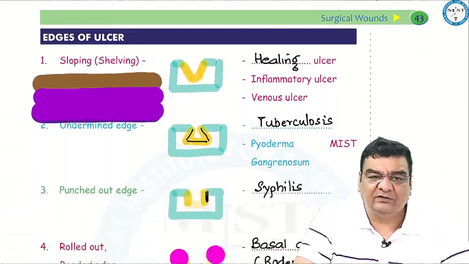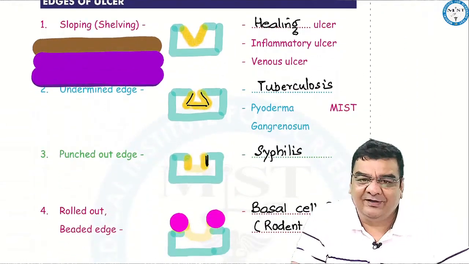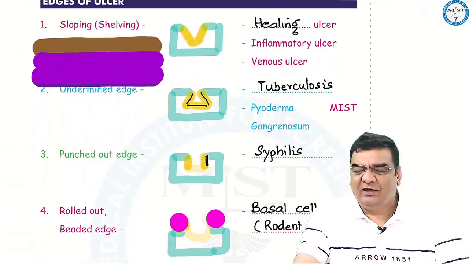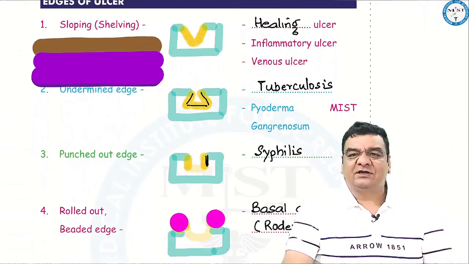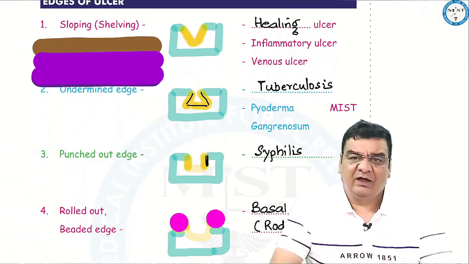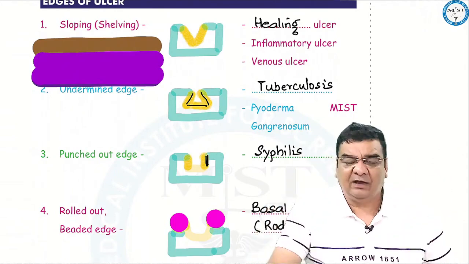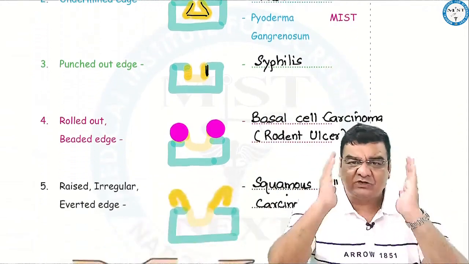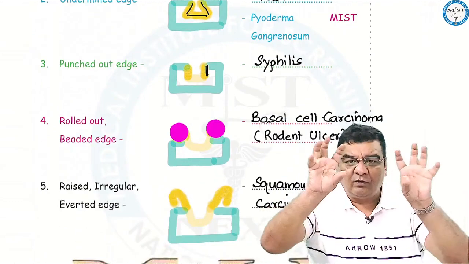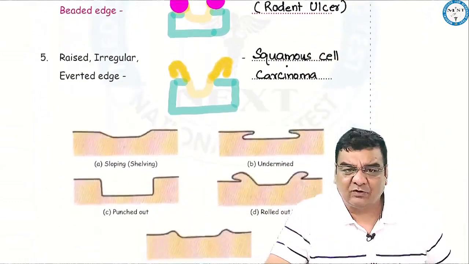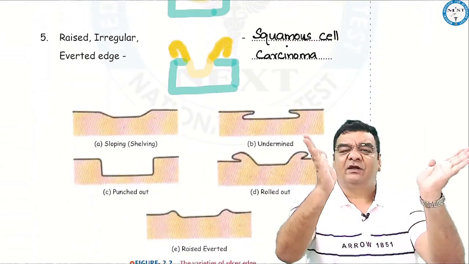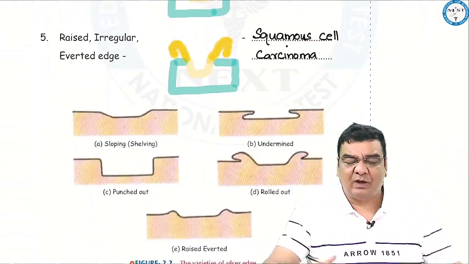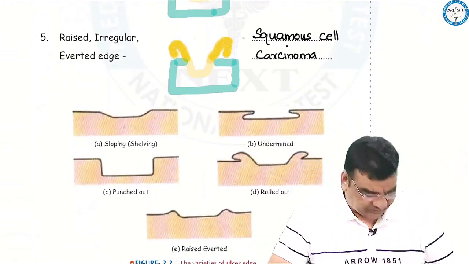Then we talked something related to the edges of the ulcers. Just by looking at the edge of the ulcer, we can get an idea of what pathology we are dealing with. If we find a sloping edge, that means it's a healing, inflammatory or a venous ulcer. If we find an undermined edge, TB and pyoderma gangrenosum. Punched out, syphilis. Rolled out, beaded, basal cell carcinoma, rodent ulcer. Raised, irregular and inverted, that is in squamous cell carcinomas.